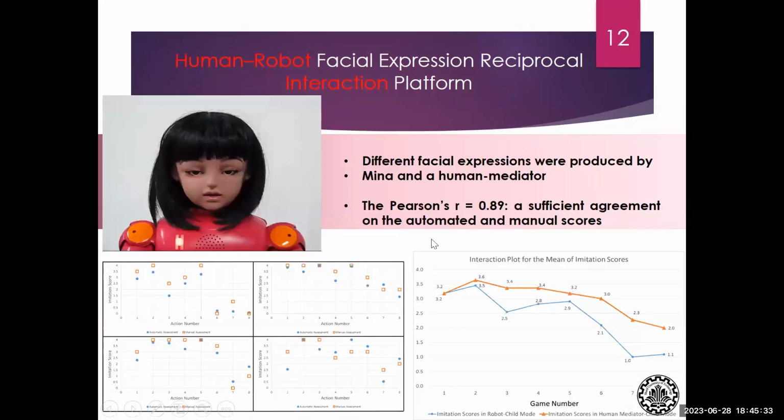We recruited 14 children with ASD to have a communication with the Alice robot. We observed that the Pearson's correlation factor R was equal to 0.9 between the automated and manual scores, which shows that assessing imitation skills of children could be handled by robotic platforms.